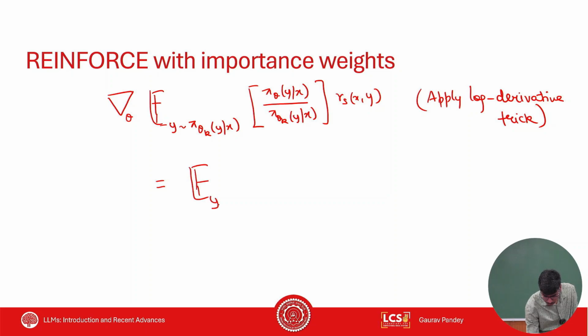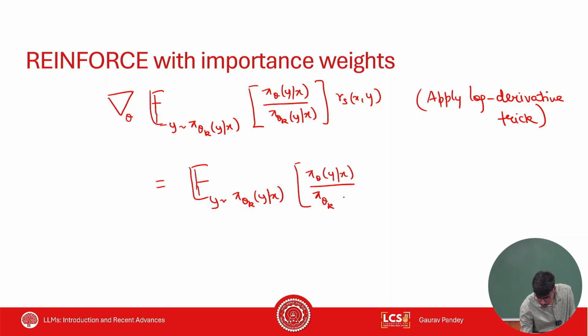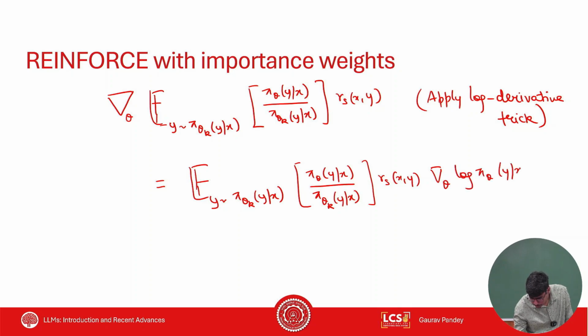This will look something like this: y coming from pi theta k, y given x. Here I assumed reward, but instead you can use the advantage function. So wherever a reward is written, you can replace it by the advantage function also.